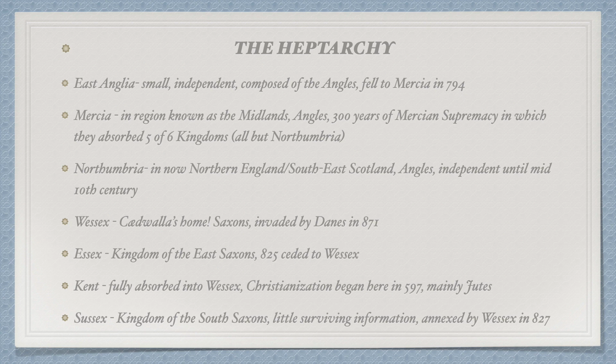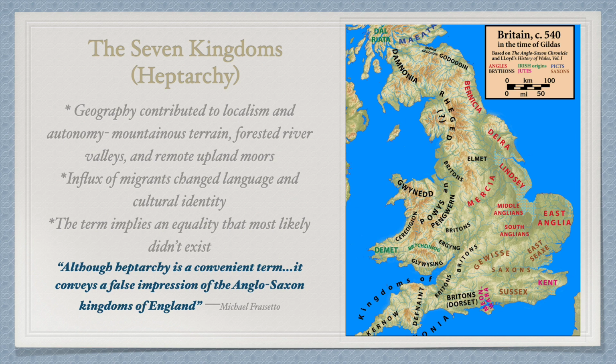And finally, Kent, settled by the Jutes, is where Christianization began on the island in 597, and this was eventually absorbed into Wessex. A lot of literature I read suggested the names of the kingdoms were more geographical than cultural in nature. They were considered more suggestions about location than the people of that area. The geographical features of specific locations contributed to localism and autonomy, like the mountainous terrain, forested river valleys, and remote upland moors.